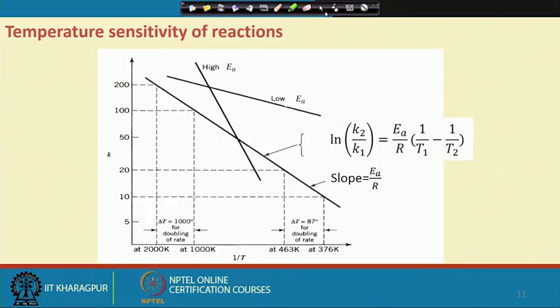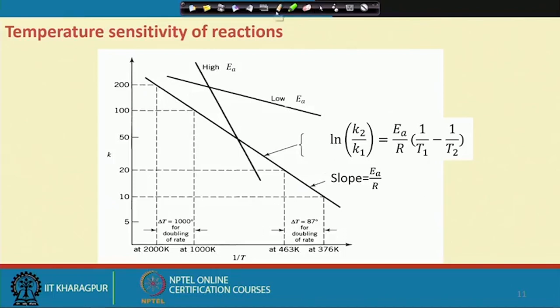Now, here we want to focus on one particular point, that we are interested to show you in this portion. If you look at this lower table, this is 1 by T, am I right? Where 1 by T is higher, that means it is the lower temperature. At lower temperature, you can see that the delta T is 87 degrees centigrade for doubling the rate of reaction.